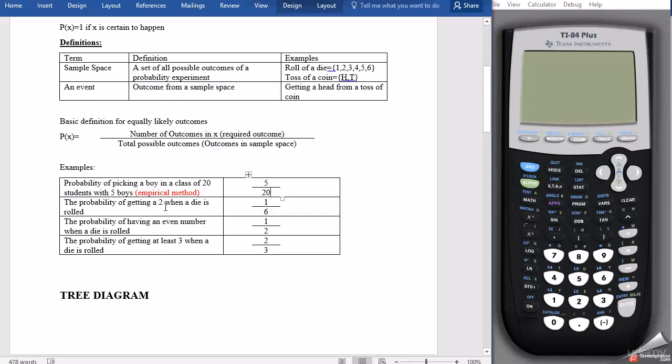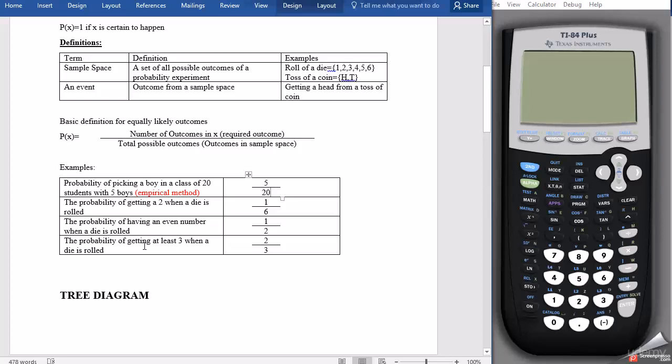The probability of getting a 2 when a die is rolled is 1 out of 6 because we have only one 2 and we have 6 numbers. So 1 out of 6. The probability of having an even number when a die is rolled is 1 out of 2. Of course, the initial answer we get is 3 out of 6 because we have 3 even numbers, 2, 4, 6 out of 6. So 3 out of 6, which reduces to 1 over 2.